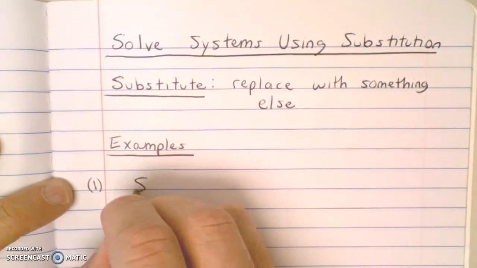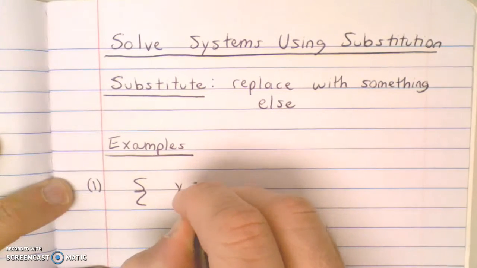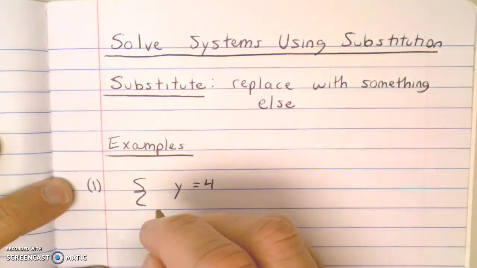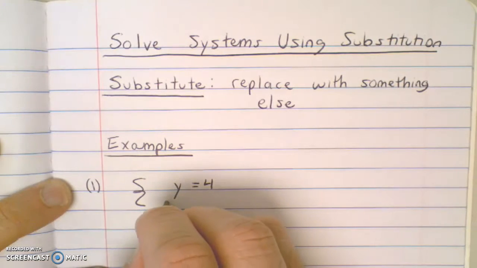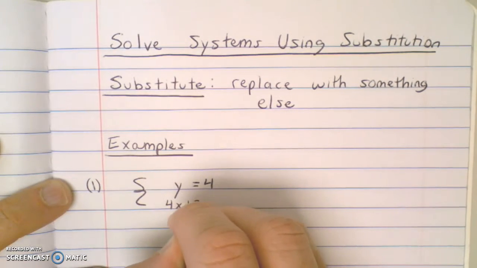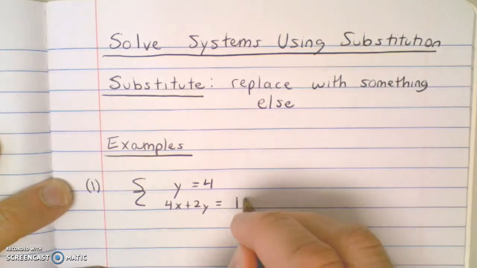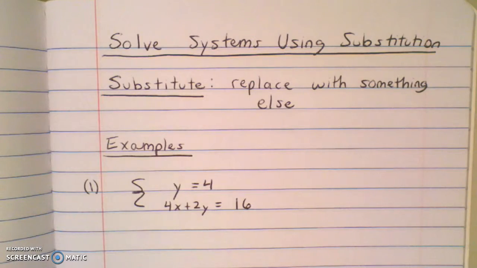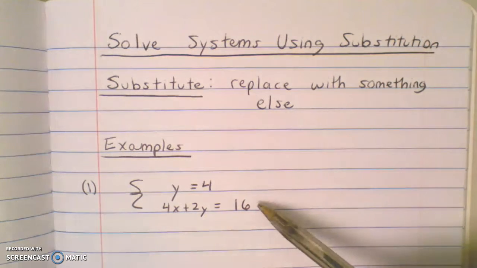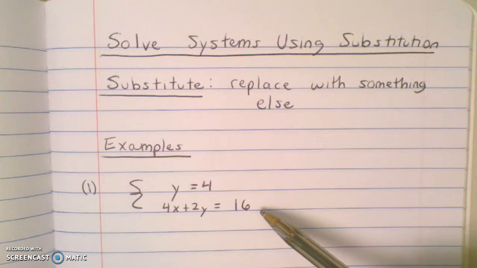A system is when you have two or more equations. So here are my two equations. y equals 4 and 4x plus 2y equals 16. Before we would graph these equations, but this set of equations isn't set up to be graphed right away. So we can use another method that's called substitution.